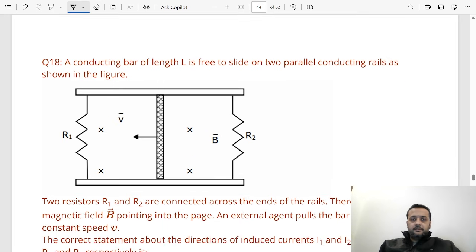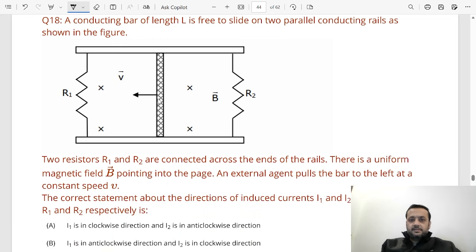Then in this question, there is a conducting bar which is free to slide on these two rails. These are the two rails, and the conducting bar can slide left and right. There is an external agent which pulls the bar towards the left at a constant speed. We have to find the direction of current in both the resistors.